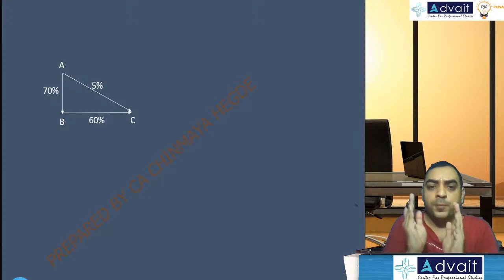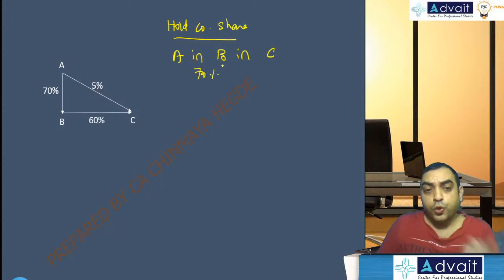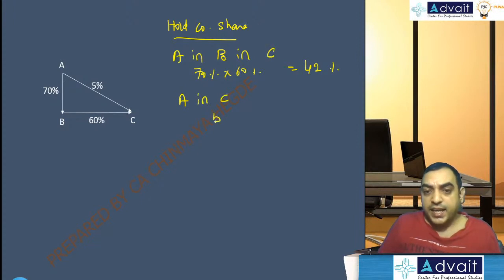Now, while solving the problem, what you need to do, just do this. I'll give you a shortcut, follow this. Holding company share is calculated as A in B in C, percentage of percentage. What is A in B? 70%. What is B in C? 60%. Multiply, you get 42%. A in B in C, that is indirect holding. Then what is A in C directly? A in C directly is 5%. Therefore, you get a total of 47%, that is the holding company share.